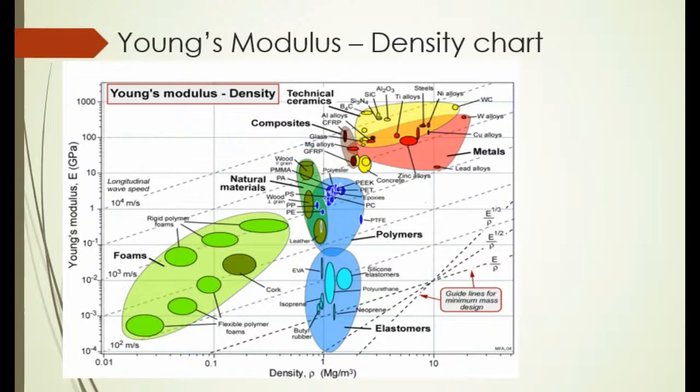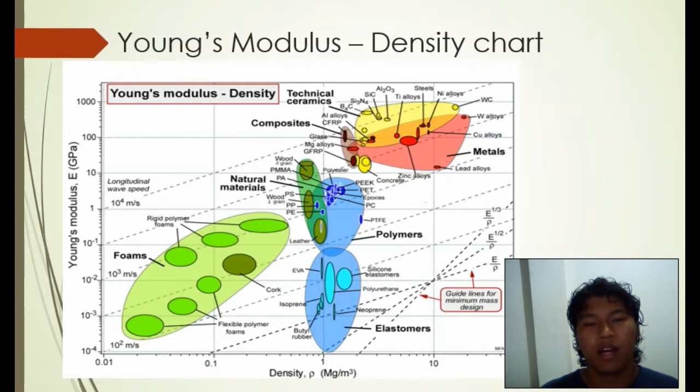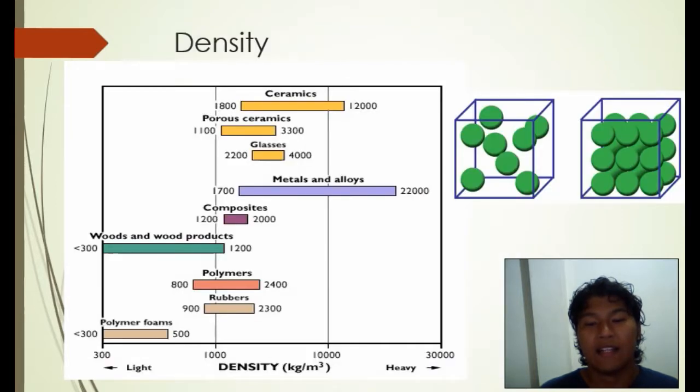Hi everyone, I'm going to talk about the modulus density chart, but first we have to know what those properties are. The density is the relation between the mass and its volume, and is due to the space between molecules.